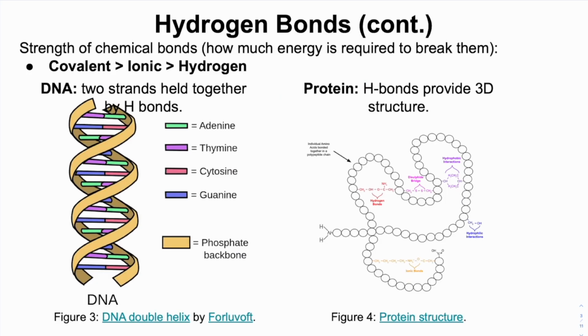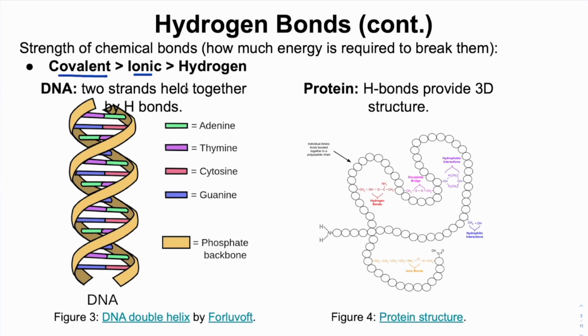H-bonds are relatively weak, weaker even than ionic bonds. When we talk about the strength of a chemical bond, we mean how much energy is required to break them. Here we see that covalent bonds are strong and don't break easily. Covalent bonds, in other words, are relatively fixed. They don't change. We've already seen that ionic bonds are much weaker and can break when an ionic compound, like sodium chloride, is dissolved in water.